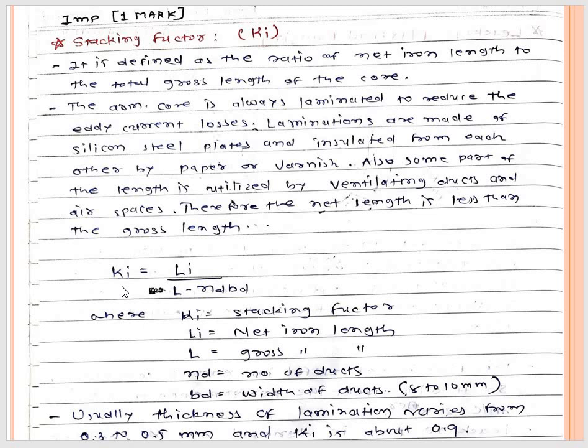The value of Ki is about 0.9, and Ki is unitless because it is the ratio of the net iron length to the gross iron length. Both are lengths, so they will be measured in mm, meters, etc. So both units will cancel out. That's why it is unitless and its value is about 0.9. So the stacking factor is usually taken as 0.9.